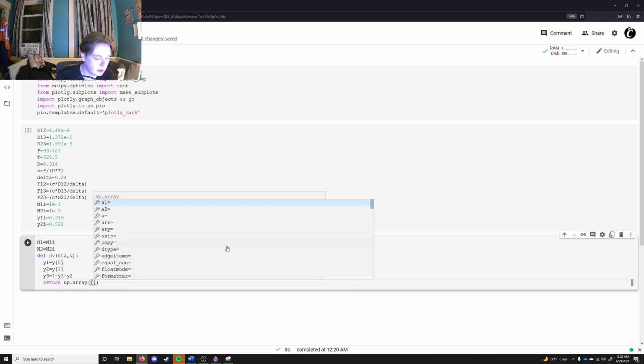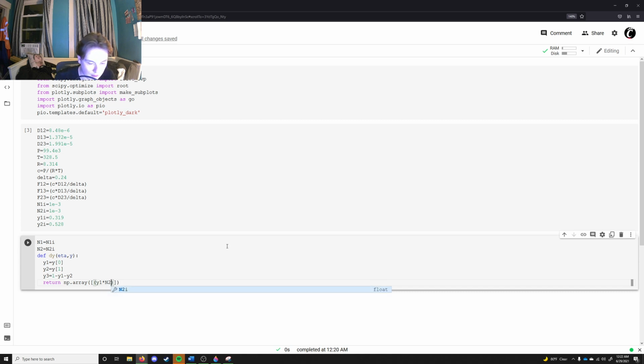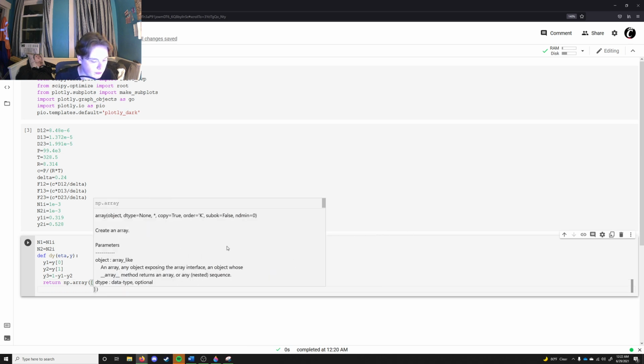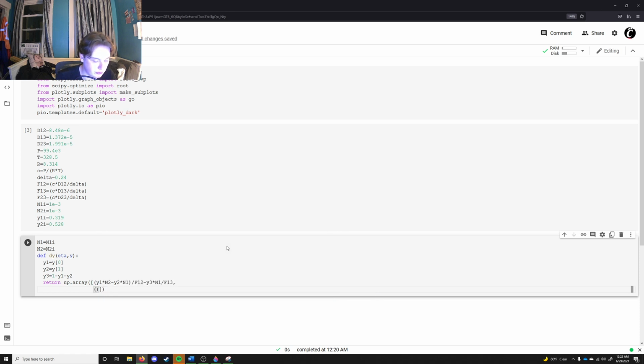which we can use to do our calculations. We're going to have y1 times n2 minus y2 times n1 divided by f12 minus y3 times n1 divided by f13. Now we have y2, or we need a parenthesis there because it's just one thing, divided by f12. So y2 times n1 minus y1 times n2 divided by f12 minus y3 times n2 divided by f23.